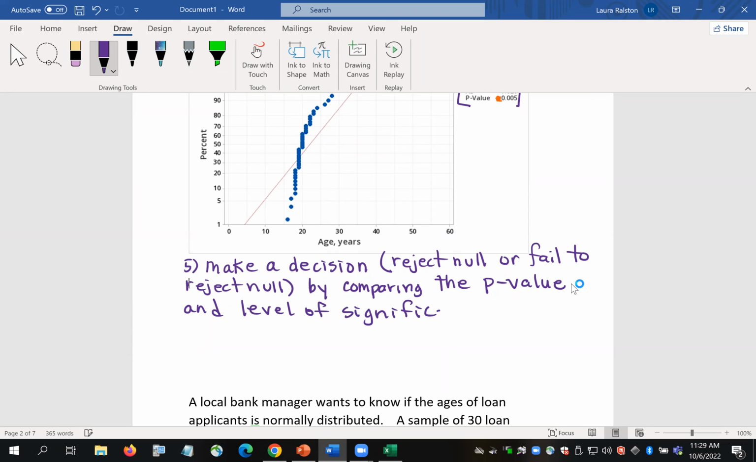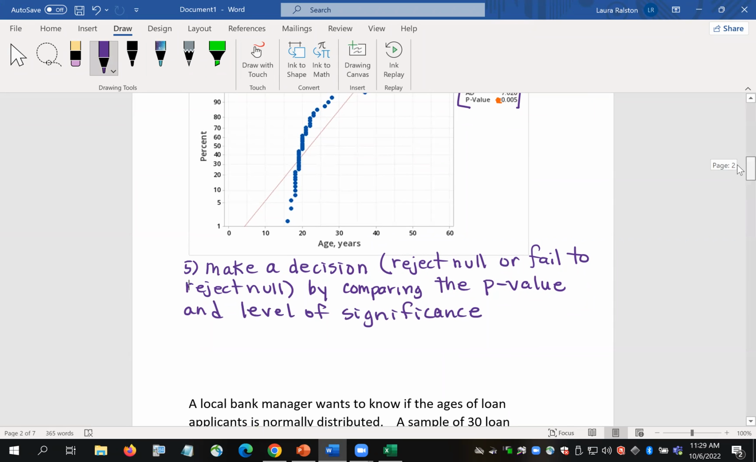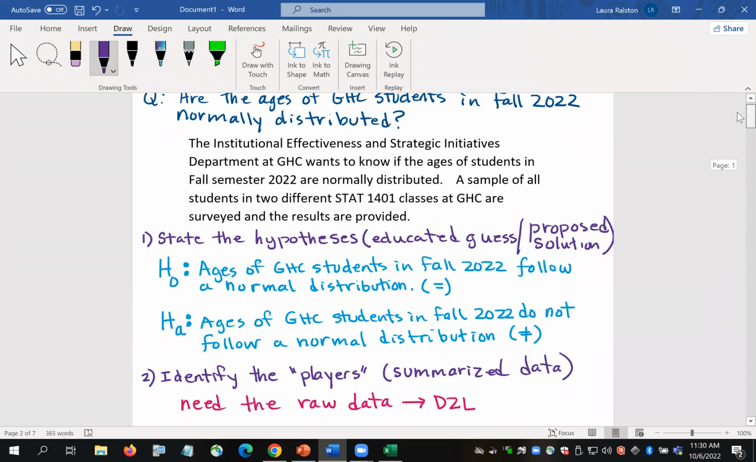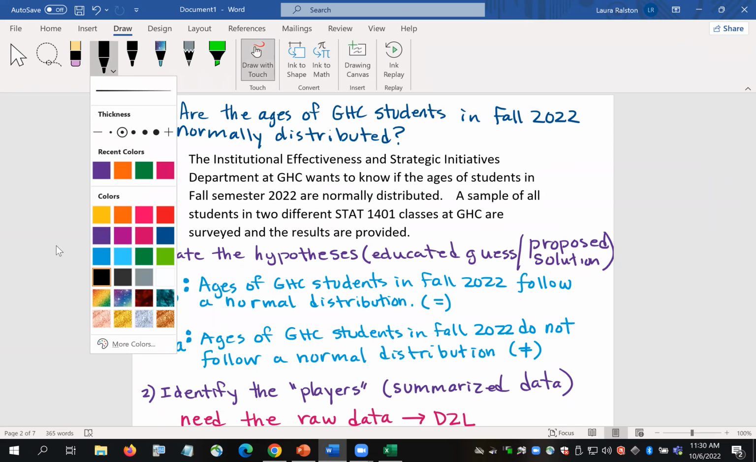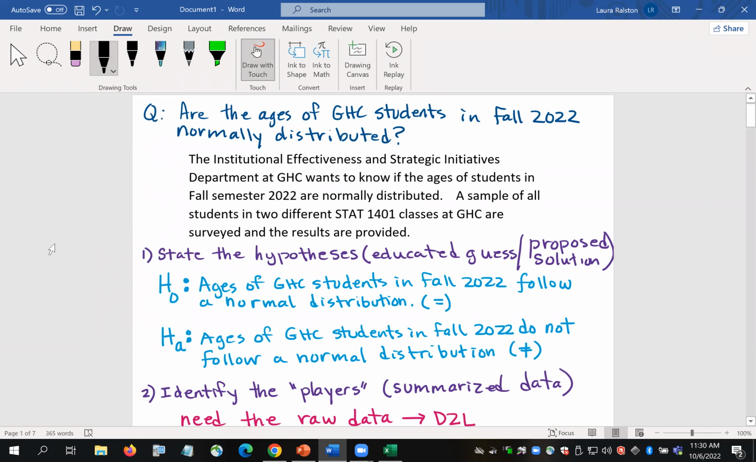Normally, that level of significance is given in the problem. Sometimes, though, researchers leave off the level of significance so that the reader, who may also be a researcher, can decide what level of significance they want to use. And typically, if it's left off, we use a level of significance of 0.05. That's the rule of thumb, the most popular level used.